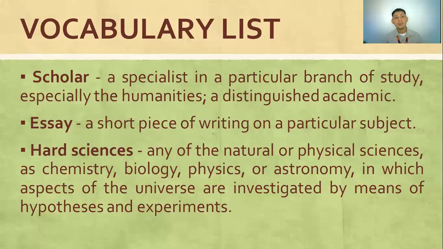Second, essay. When we say essay, this is a short piece of writing on a particular subject. You already know what an essay is. You've been exposed to a lot of essays already. Third is hard sciences. When we say hard sciences, this is any of the natural or physical sciences, chemistry, biology, physics, or astronomy, in which aspects of the universe are investigated by means of hypothesis and experiment. So these are the people who deal more with scientific facts and scientific studies.